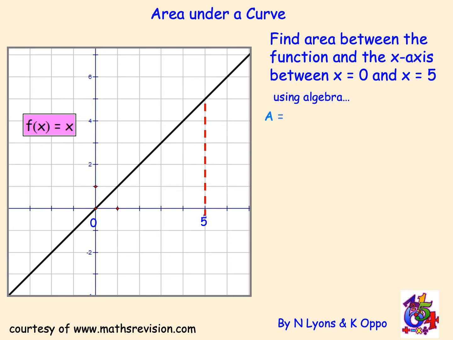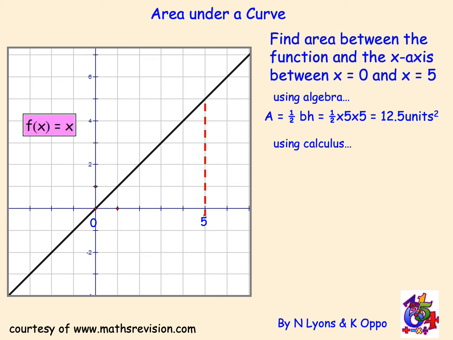So I can use algebra. I've got area equals a half the base times the height, which equals a half times 5 times 5. I'm getting y is 5, the height of the graph, and that equals 12.5 square units. Or we can use calculus.